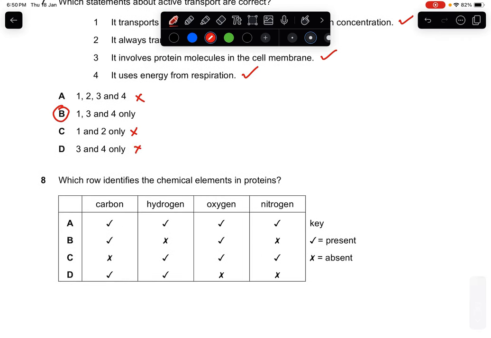Question number eight. Which row identifies the chemical elements in protein? This is very simple. Protein is different from carbohydrates and lipids by one nitrogen. So the answer for this is A.